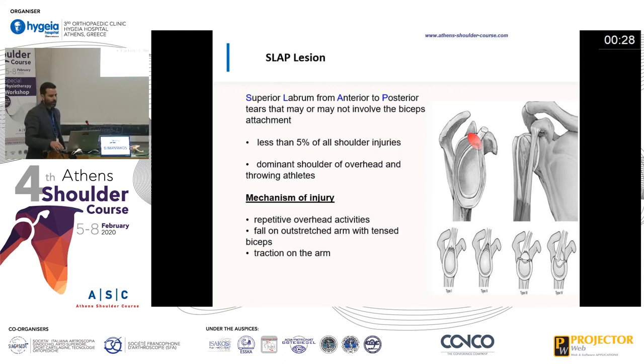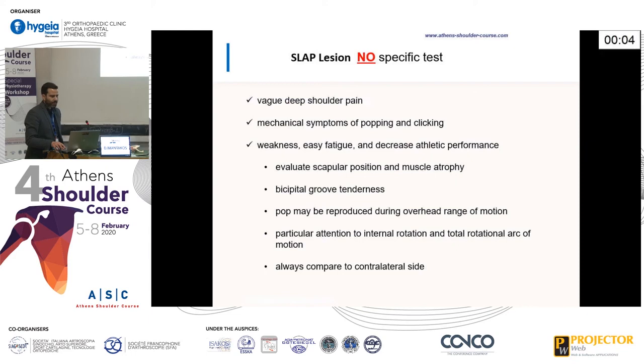SLAP lesion is a very common pathology. Sometimes asymptomatic, usually very symptomatic, it is the superior labrum from anterior to posterior, which may or may not involve the biceps attachment, the biceps anchor. It's less than 5%, but it's a very common pain generator for the shoulder. The mechanism of injury is usually repetitive overhead activities. The problem is that SLAP lesion has actually no specific test. Although the Yergason, the crank test, the O'Brien, and the speed test have been described, there is nothing that we can say that if it's positive, yes, it's a SLAP lesion.